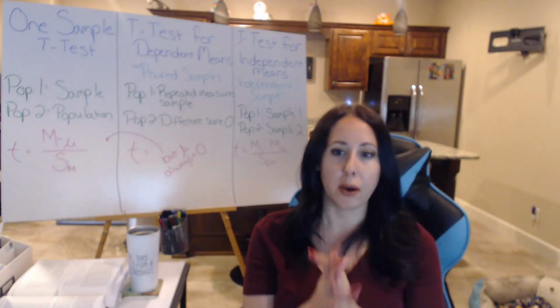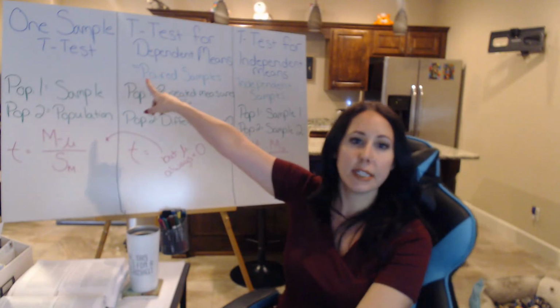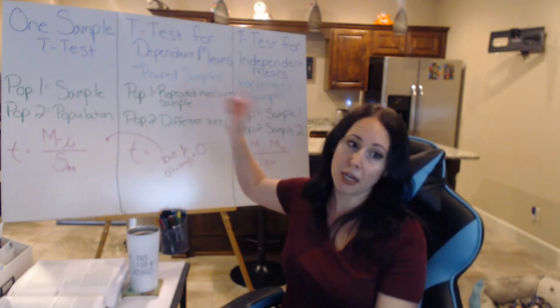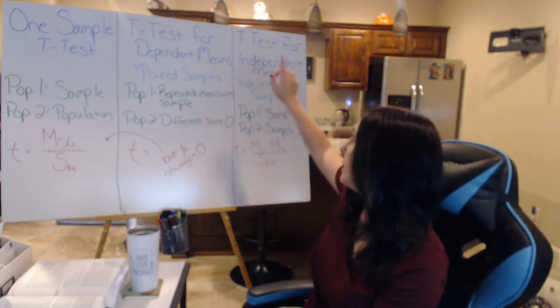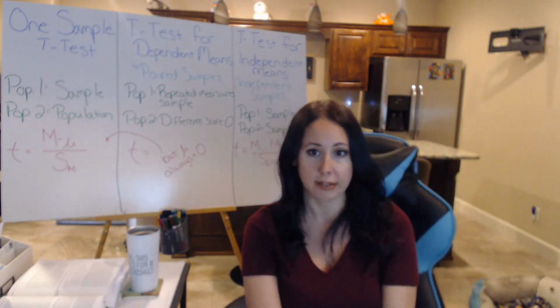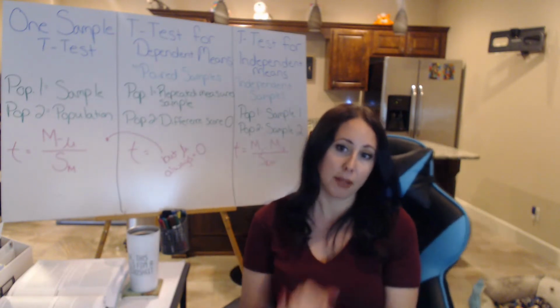All right. So the three different types of t-tests. We have a one sample t-test. We have a t-test for dependent means, which is also called a paired samples t-test. And we have a t-test for independent means, which is also called an independent samples t-test. Same basic idea, three different applications.